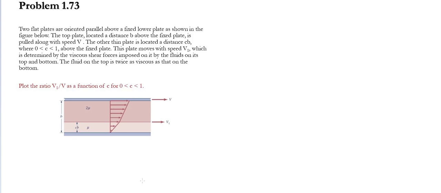This plate moves at a speed of v1, which is determined by the viscous shear forces imposed on the fluids both on the top and on the bottom. The fluid on the top is twice as viscous as the one at the bottom. Our task is to plot the ratio between the velocities v1 and v as a function of c, once again, when c goes from 0 to 1.